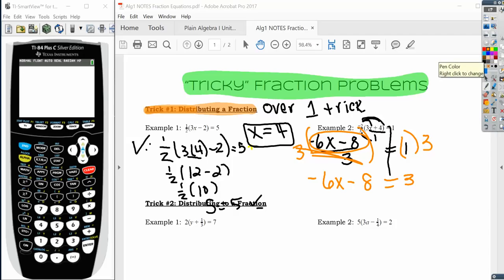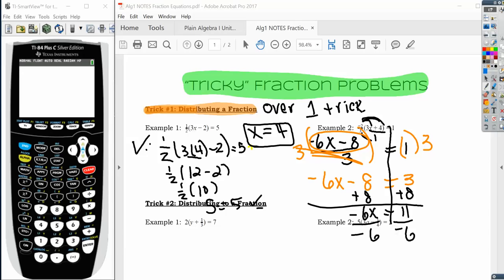So now I want to go back and solve just like before. I'm going to add 8 to both sides. So I have -6x equals 3 plus 8, which is 11. Divide by -6 on both sides. Then I'm going to go over to my calculator and do 11 divided by -6, hit enter, and I'm going to do math, enter, enter, and I get -11 over 6. So x equals -11 over 6.